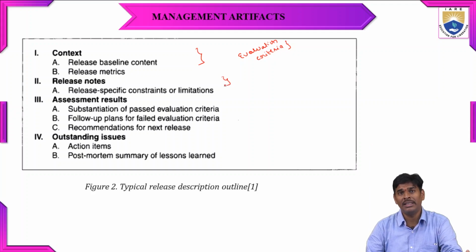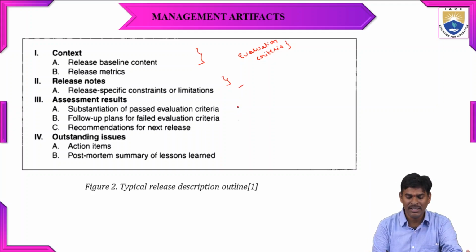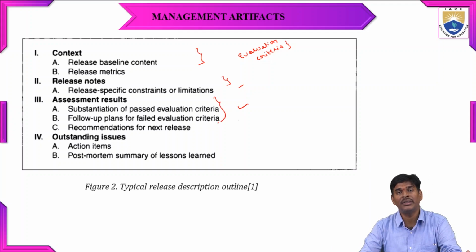In the release notes, we need to check what specific constraints or limitations occurred. And the next one is release assessment results. In the assessment results, they need to follow what the plans are. Is there any failed evaluation criterion? They need to minimize the failed evaluation criteria. If it succeeds, then they can go for the recommendation for the next releases.